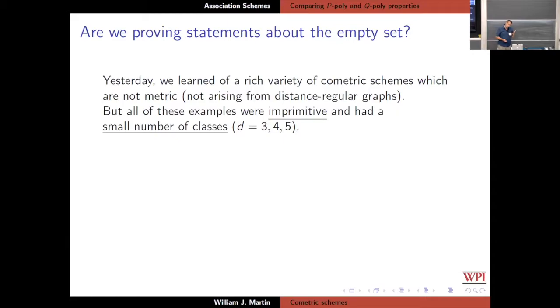I didn't go into any detail of Donald Higman's work on linked systems of strong irregular designs, which are 4-class and 5-class Q-antipodal schemes. But these all had a small number of classes, and they were all imprimitive.